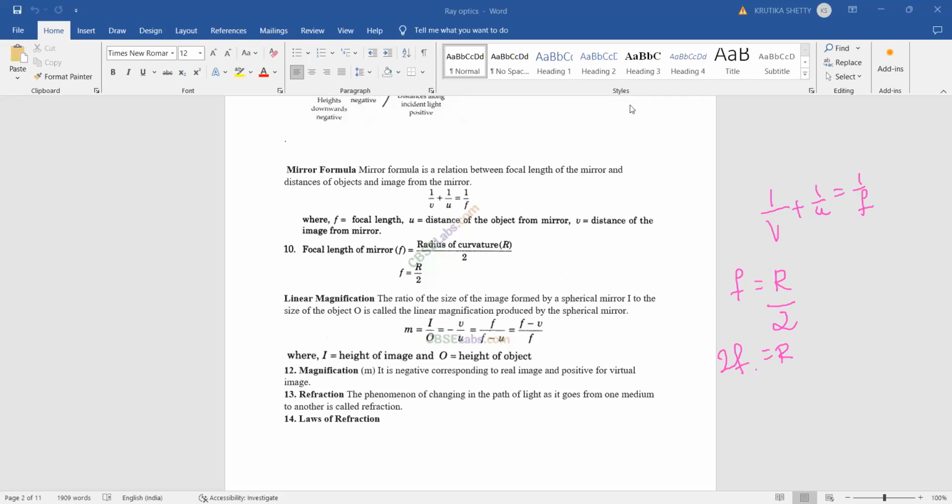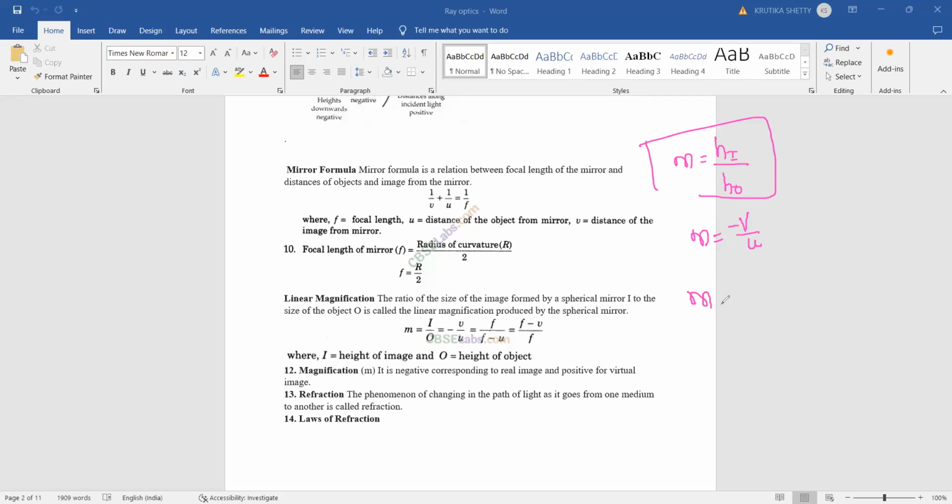Then we have the magnification. So the linear magnification is there. Magnification is defined as the height of the image to the height of the object, we call it magnification. And in terms of distances, it is minus the image distance to the object distance. This is also called the magnification. Magnification can also be written in terms of focal length, that is given by f divided by f minus u. And if you have the image distance, it is f minus v divided by f. So please take down these two formulas. This is not there in your book.